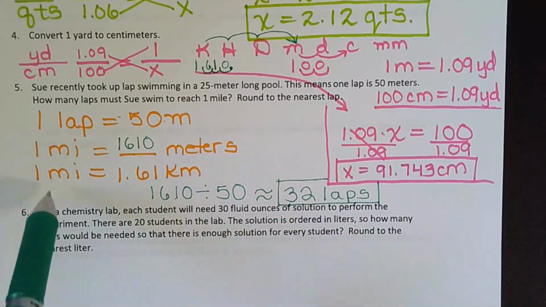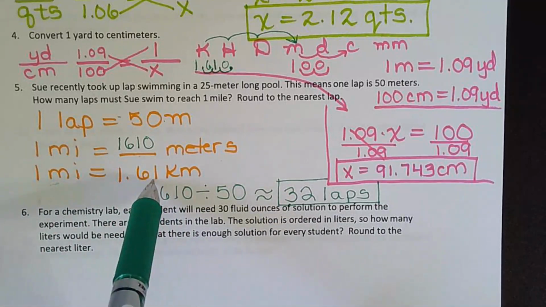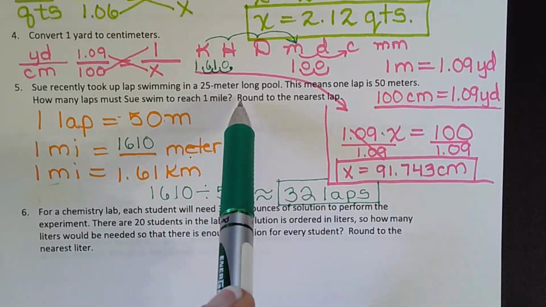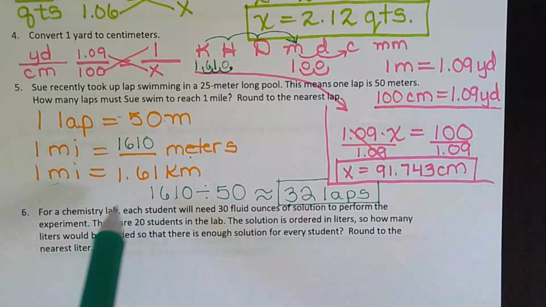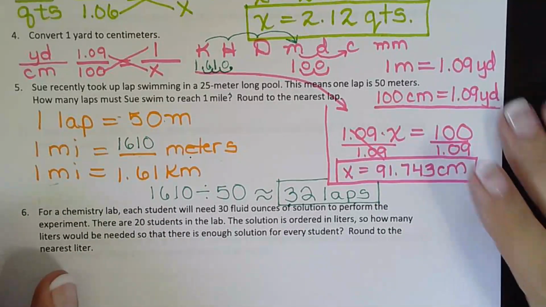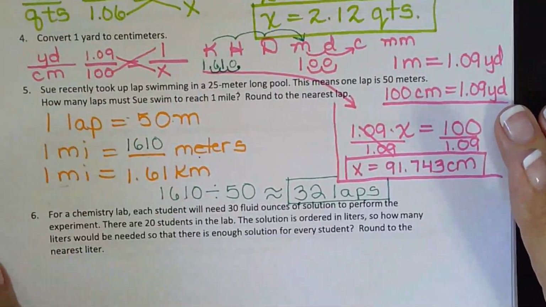So find your conversion on the sheet, change your conversion into the unit you need, meters, using King Henry Died, and then do your division. So that was a little bit of a busy problem, huh?